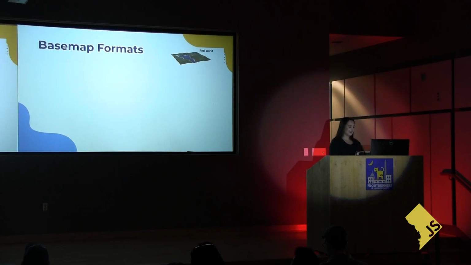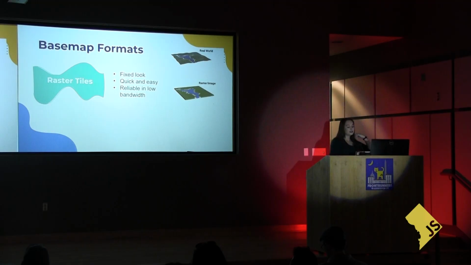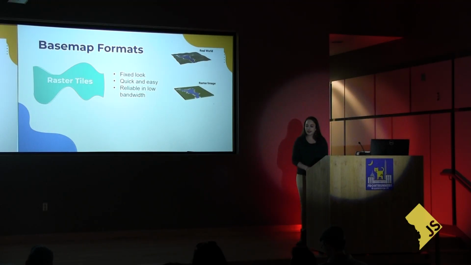Great. Okay, so now let's look at some base map formats. We're going to use two major formats. The first one is raster tiles, sometimes called image tiles or static tiles, or sometimes even just called map tiles. These are always a fixed, consistent look, and that's because they're just images. They're literally just usually PNGs served to create your base map layer.